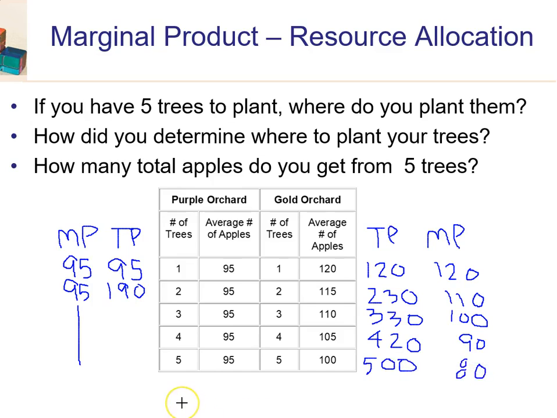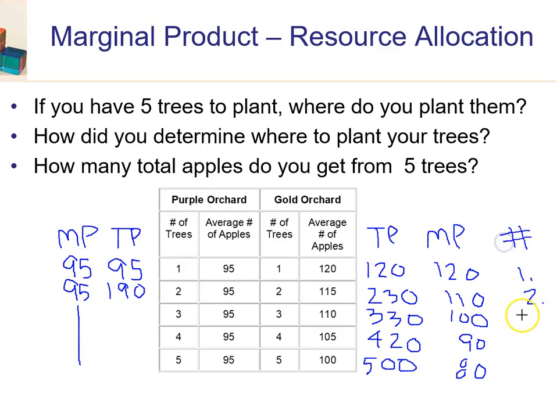So let's rank our marginal productivities. Where's our highest marginal productivity? It's right here. This is our number 1 ranked marginal productivity. If you only have 1 tree to plant, you plant on the gold side. But you don't have 1 tree to plant, you have 5. Where should you plant your second tree? Well, you compare. Purple gets us a marginal productivity of 95. Gold, second tree, gets us a marginal productivity of 110. I like 110 more. That's where the second tree should go. That's our second best marginal productivity. So these are our rankings.